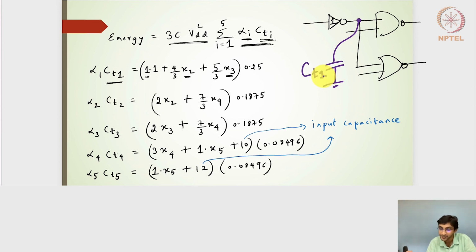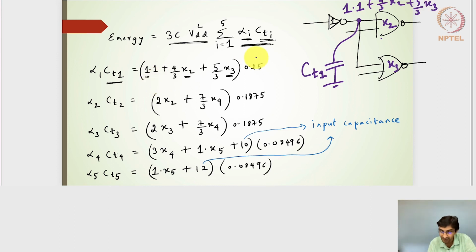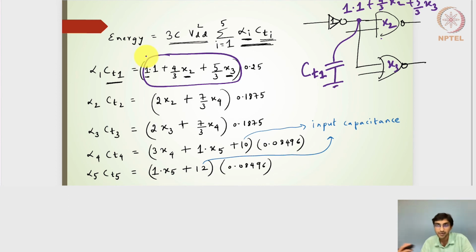So CT1. It turns out that the driving factor is 1, so the parasitics at the output of this node will be nothing but 1 multiplied by 1. The input capacitance coming from this gate and this gate will be plus 4/3, the logical effort of this 2-input NAND gate, multiplied by the driving factor x2, and the driving factor here is x3, so I will have the logical effort of 5/3 multiplied by x3. So I have this expression giving us the capacitance at the output of the first gate, multiplied by 0.25, our activity factor alpha 1.